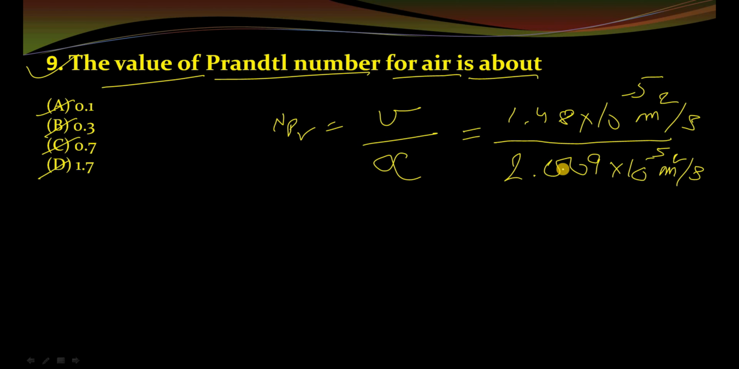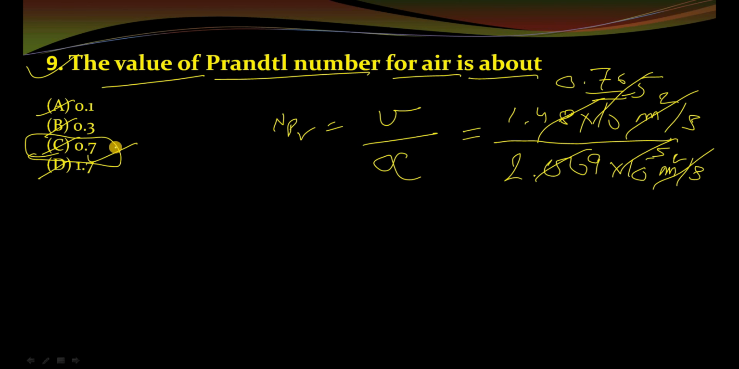Okay, when I cancel it out, it will become 0.76 approx, right? And 10 power minus 5 and 10 power minus 5 will cancel out, and the unit will also cancel out because this is a dimensionless number. So option C is going to be the right option. Okay, you can also calculate it at any different temperature, suppose at 10 degrees Celsius, 15, 20, and you will find about 0.7 because it is a nearly constant value.